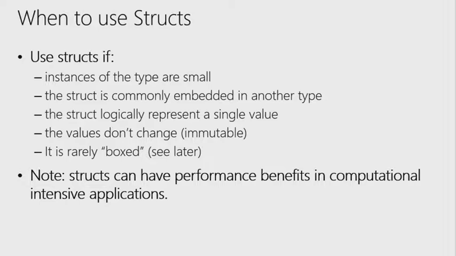Now, that doesn't mean it's just a single property, but conceptually it models something, such as a point. A point has an x and a y coordinate if we're talking in 2D space. And so a point struct has an x property and a y property. So it has two properties, but logically it's a single value.